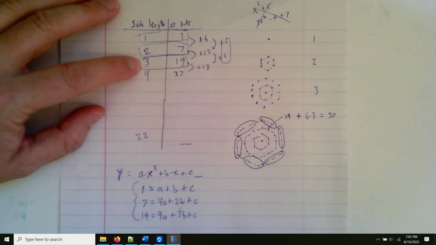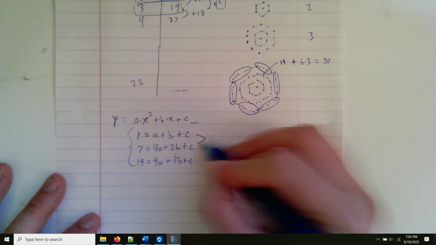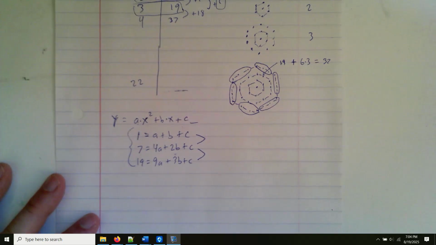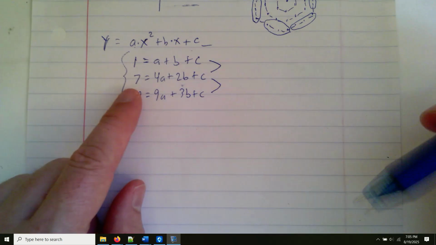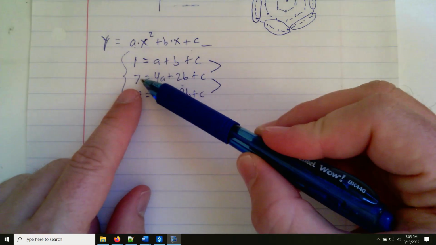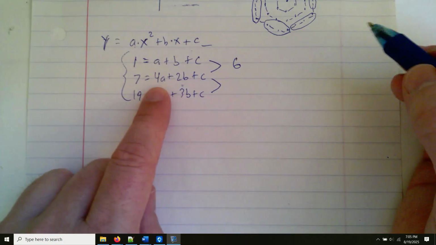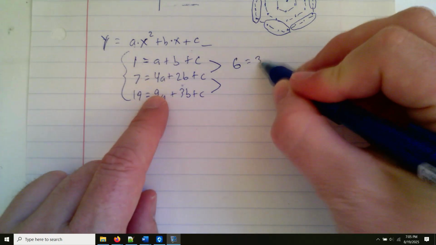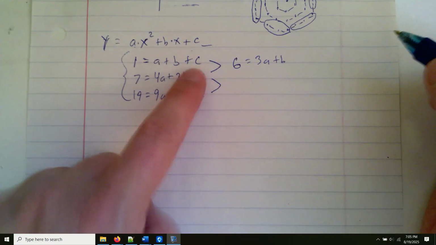So now I need to figure out A, B, and C. I've got a system of these 3 equations, and so now I can do some algebra to solve. I'm going to follow the same steps that I did in the notes. So I'm going to combine the top 2 equations and eliminate C. So I'm going to subtract the top equation from the middle equation. So 7 minus 1 gives me 6. 4a minus a gives me 3a. 2b minus b gives me b. C minus c gives me 0.